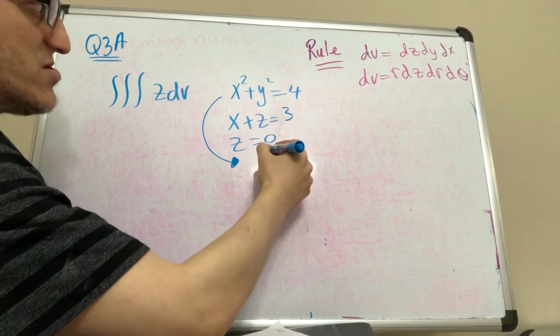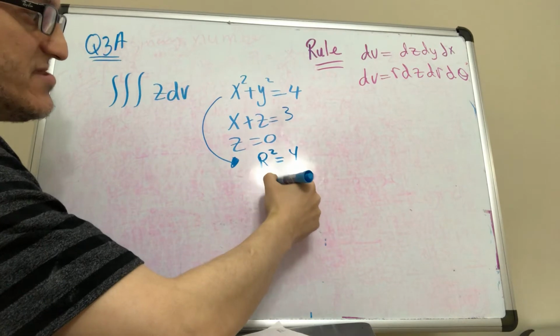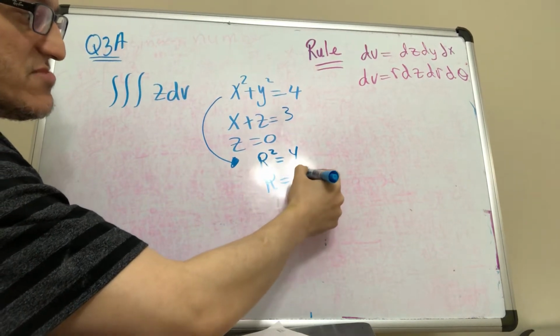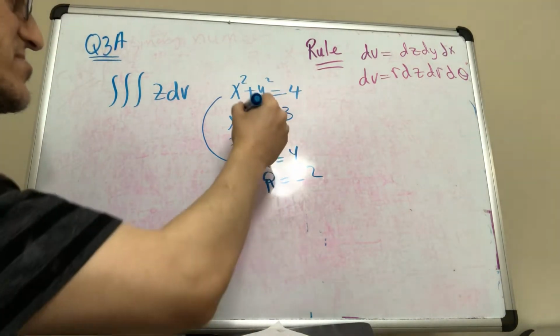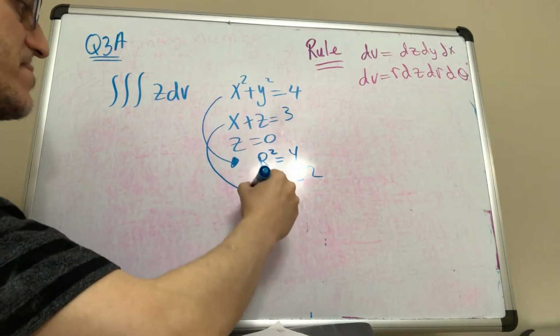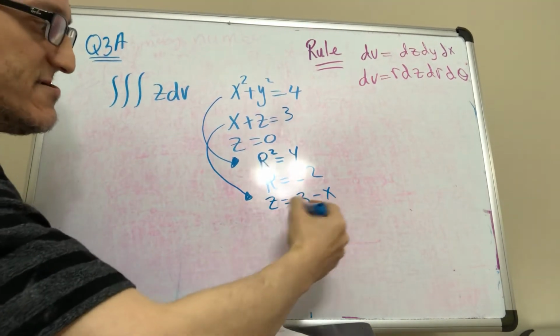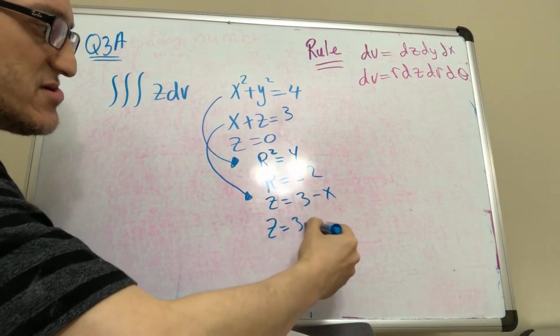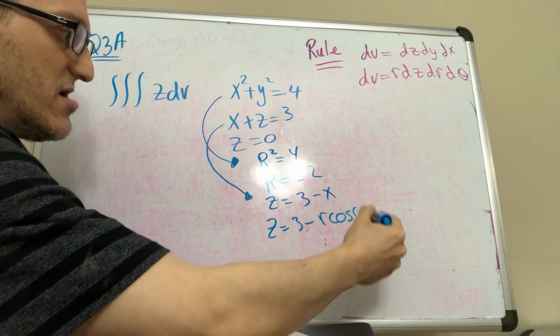From this one, x squared plus y squared, that's r squared. Then that means that the radius is positive or negative 2. And also from this equation, we can get z equals 3 minus x. And you guys know from a polar system, x is r cosine of theta.